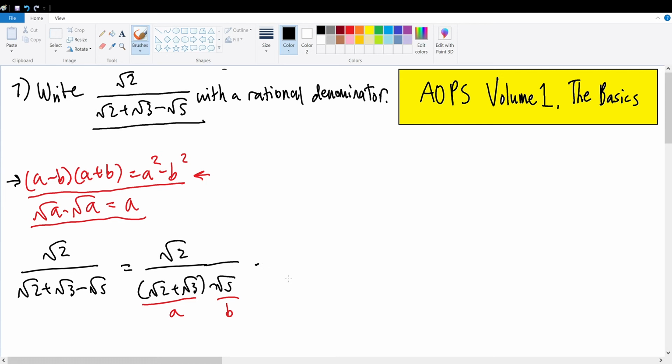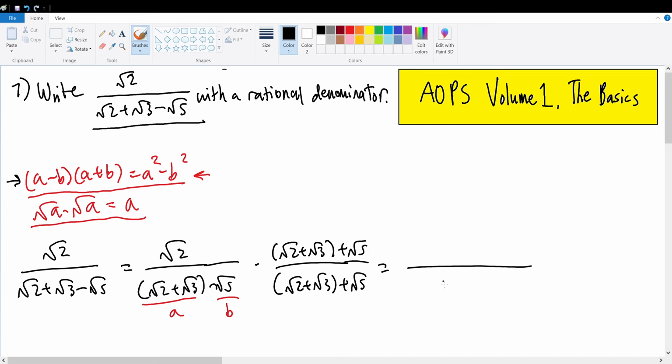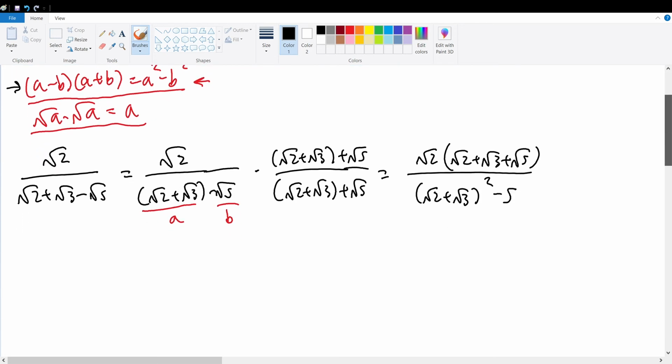So we have to multiply this with root 2 plus root 3 plus root 5 over root 2 plus root 3 plus root 5. This will be equal to a squared minus b squared in the denominator, which is root 2 plus root 3 squared minus 5. And in the numerator, we will get root 2 times parentheses root 2 plus root 3 plus root 5. And now we can further simplify the numerator and denominator.